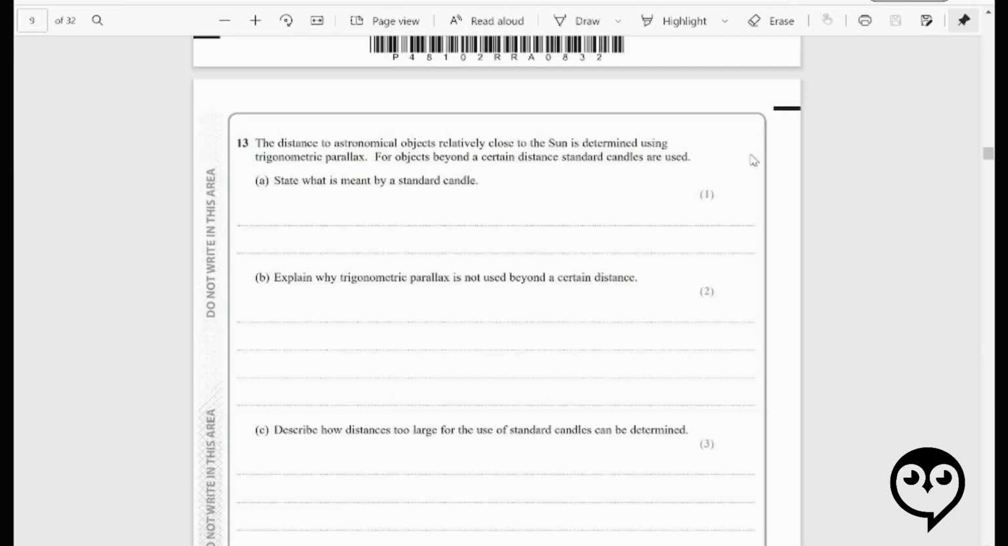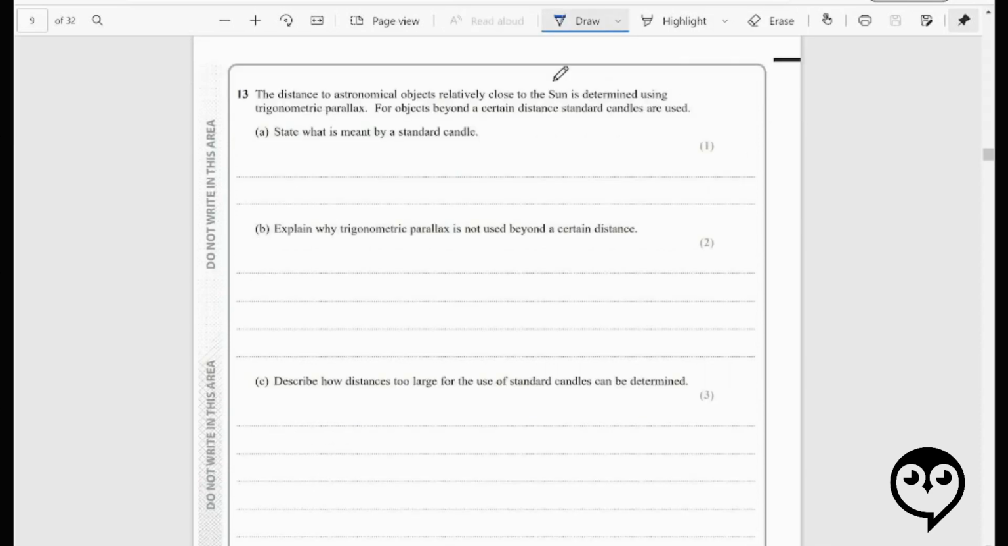This is paper 2, Advanced Physics 2, Edexcel 2017. This is what is meant by a standard candle. It's just a reference. Let's write something a little more detailed. It's a reference object that we know how bright it is, close by. If something's really far away, the brightness is diminished because of the distance. So we go with something that's close by for reference.